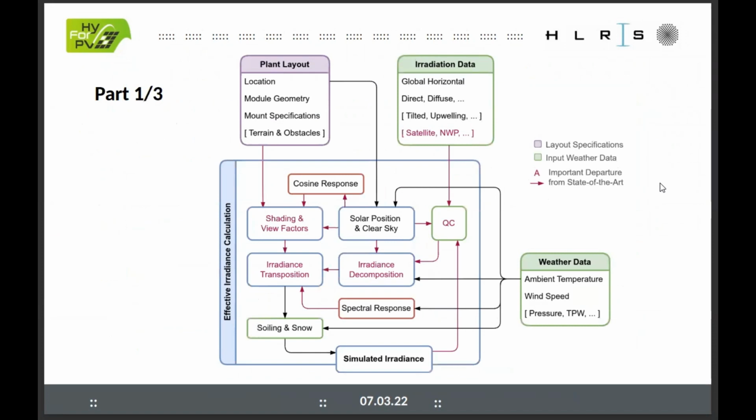I will not talk about every aspect, because a lot of it we just borrowed from PVLib and is not significantly different. With respect to irradiance calculation, maybe our core selling points are the decomposition, transposition, and shading algorithms. I will talk a bit about quality control later on.